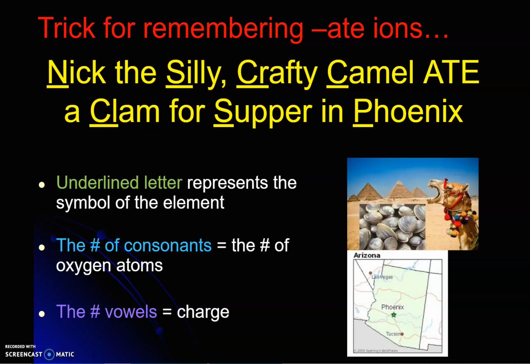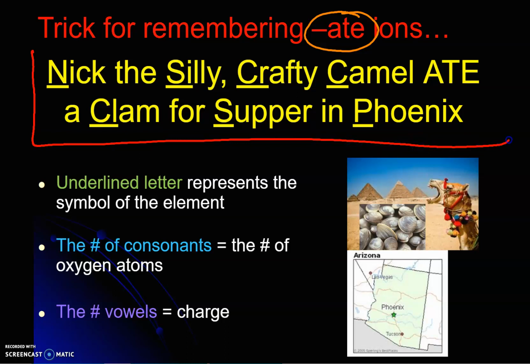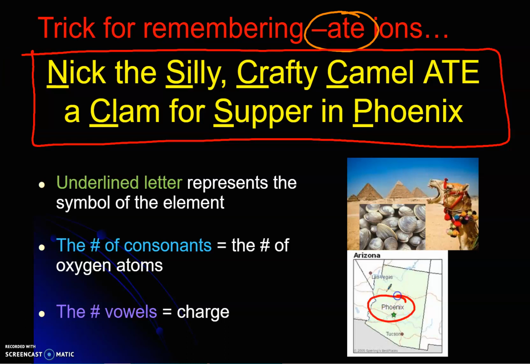Okay, this video picks up where the last video left off. The trick for remembering the set 5 and 6 ions on the common ion sheet that end in -ate. What you need to be able to do is remember this sentence: Nick, the silly crafty camel, ate a clam for supper in Phoenix. You also have to know how to spell the word Phoenix.